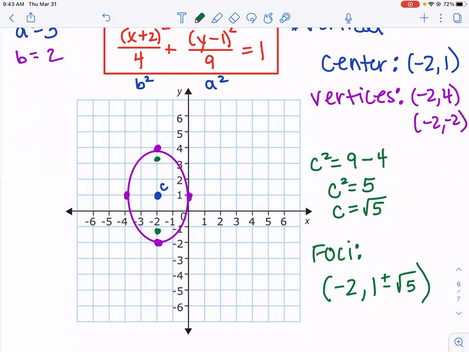Hey, we've graphed 2 different conic sections now. Heck yeah. Make sure you practice those ellipses tonight, Owen.